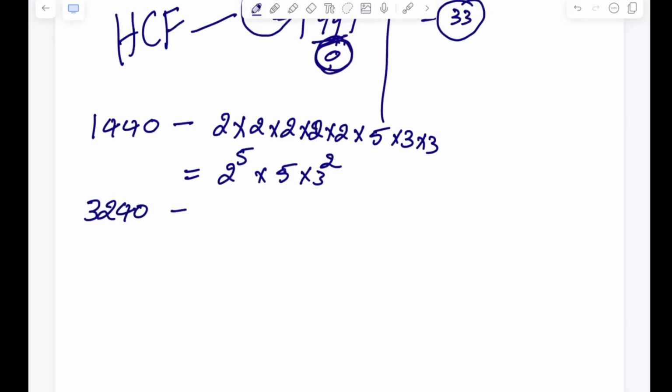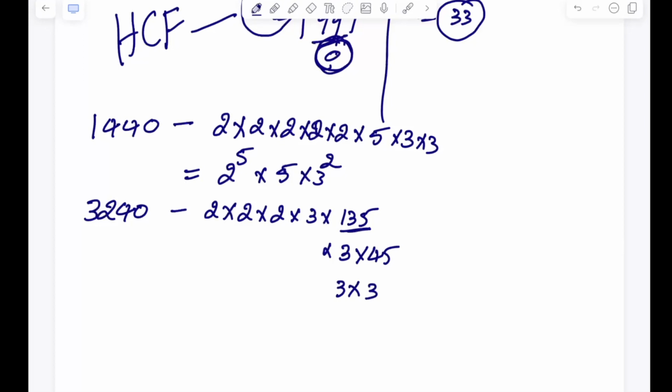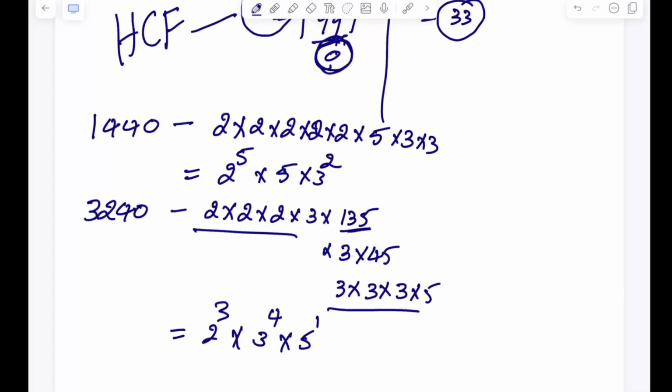3240 can be written as 2 into 1620, 1620 as 2 into 810, 810 as 2 into 405, 405 as 3 into 135, 135 as 3 into 45, 45 as 3 into 15, and 15 as 3 into 5. So this can be written as 2 cube into 3 power 4 into 5 power 1. In both, 2, 3, 5 are common. What is the lowest power?